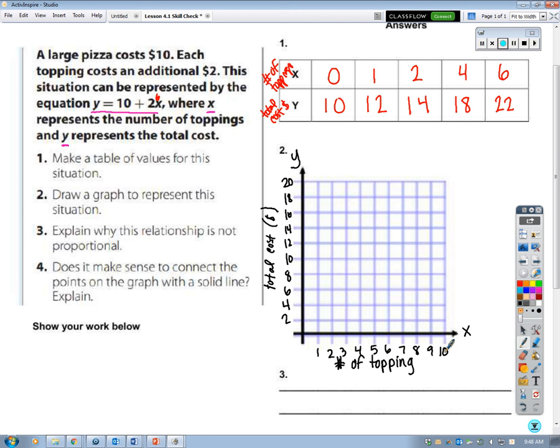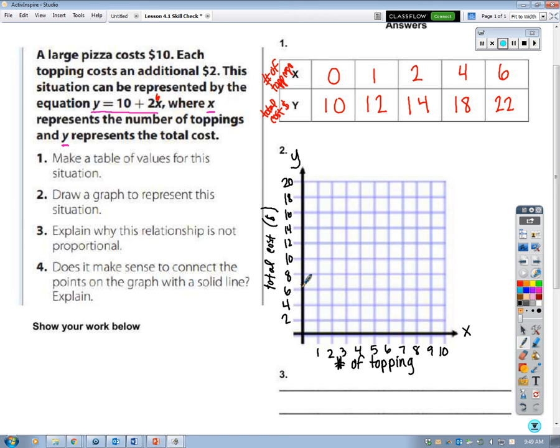We could count by 2s, but we're probably not going to put 20 toppings on a pizza, right? So again, we want to pick values that make sense. These don't have to be the same. The x-axis does not have to be the same units as the y-axis, but the units within that axis need to be the same. You guys following so far? Is it making more sense?